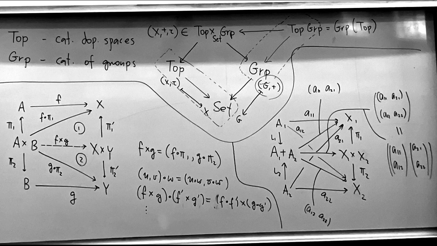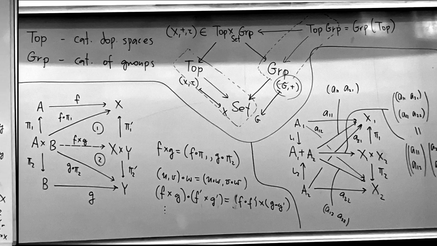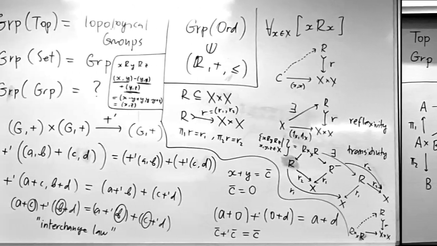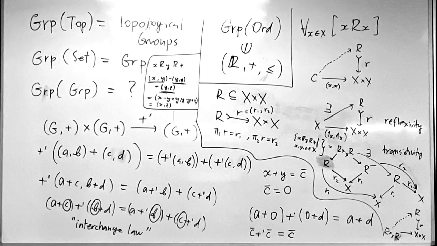We now make one more move to investigate what are internal groups in the category of groups. With category of groups, you mean like one object with morphisms, or the regular category of groups? Regular category, the usual category of groups, not one object.